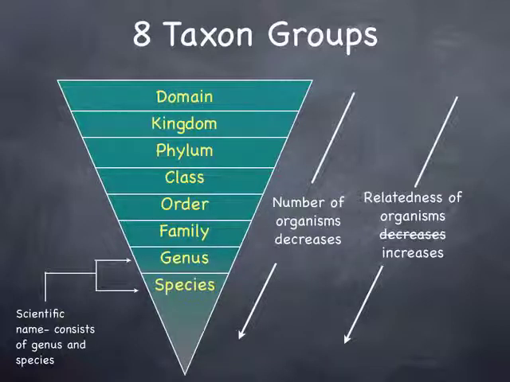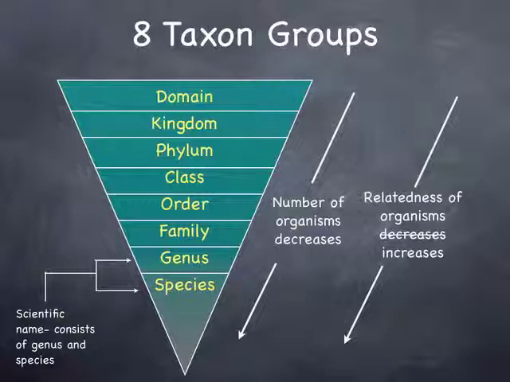So as we go down from domain to kingdom to phylum and so forth, the number of organisms in each one gets smaller and smaller. In each of the 3 domains, there's millions of species. In each species, there's just one thing. So we get less and less organisms.